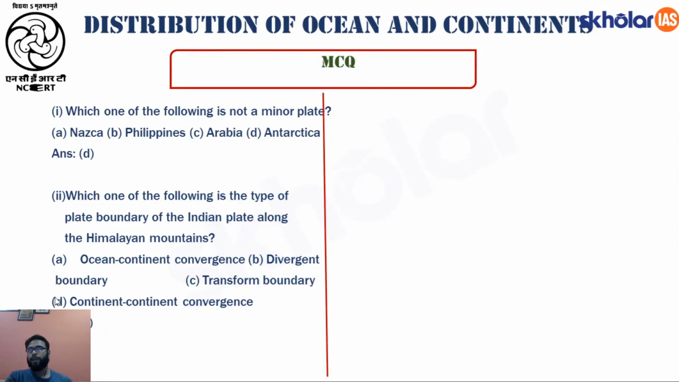So before we conclude, let us deal with two very important questions. First, which of the following is not a minor plate? We have Nazca, we have Philippines, we have Arabia, we have Antarctica. Of course, the Antarctica plate is not a minor plate.